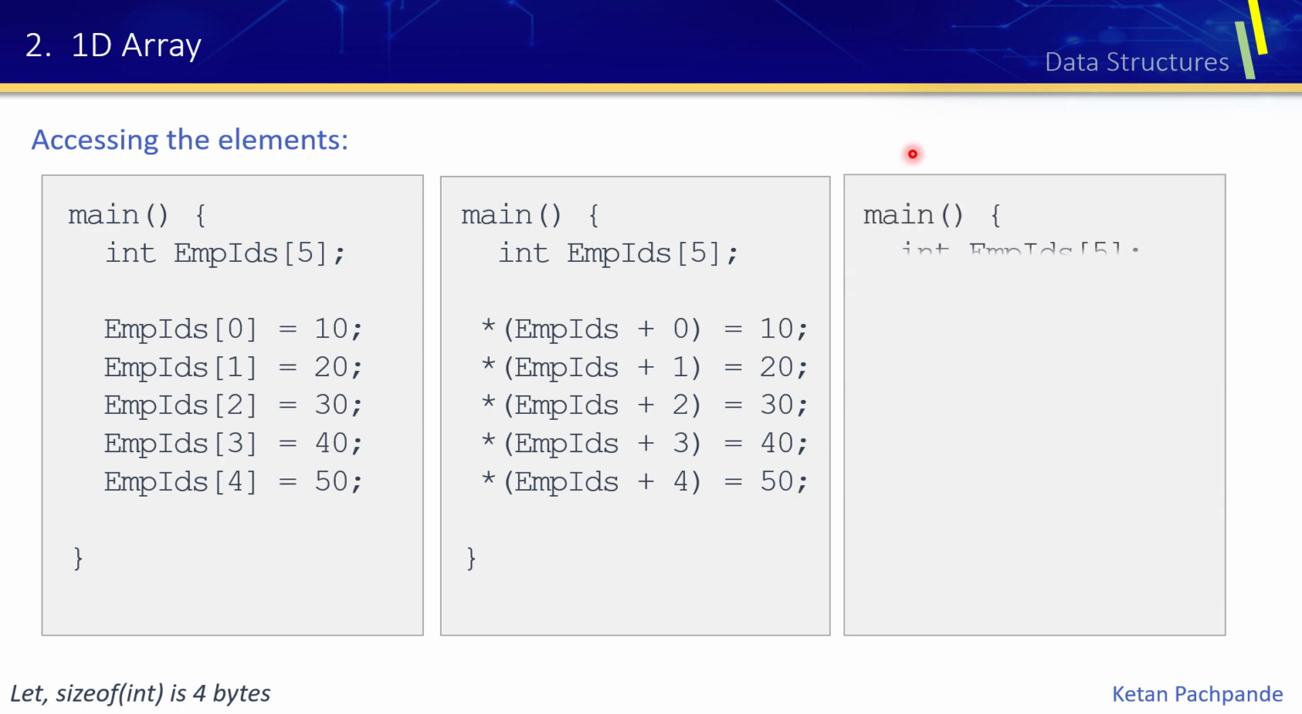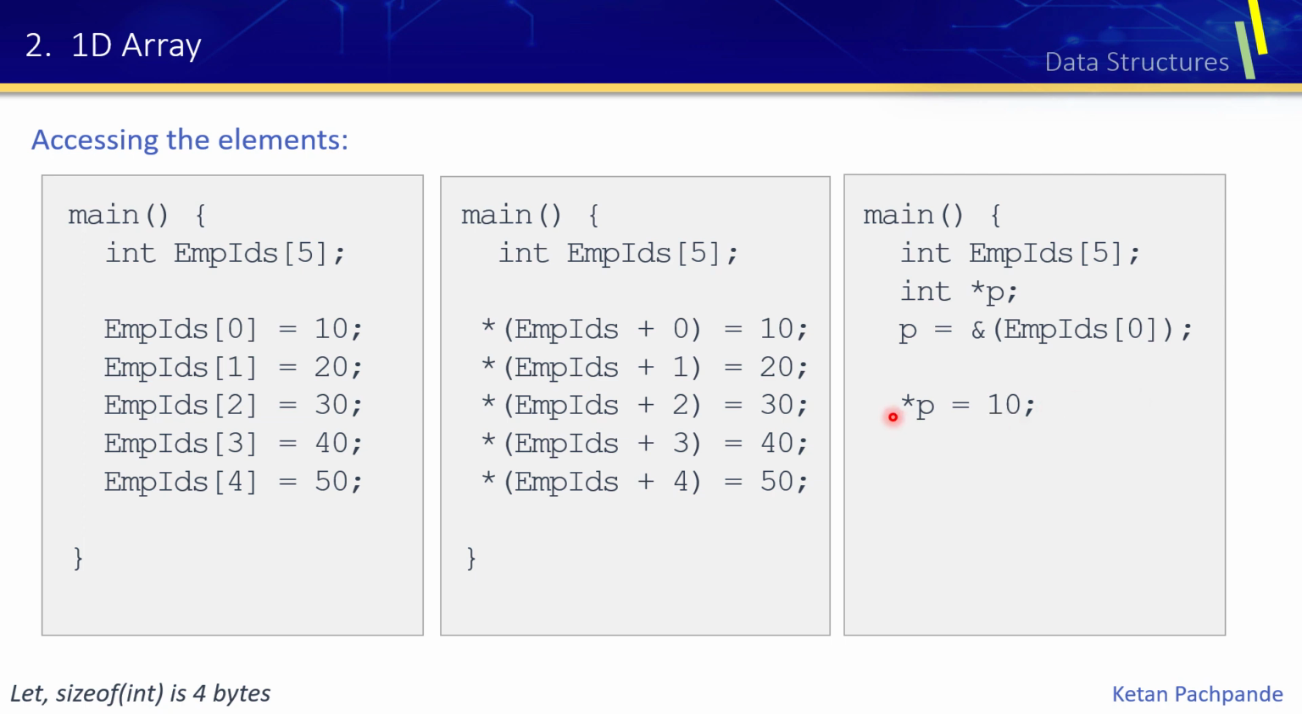And the third way is the pointer. As I said, you can declare your own variable pointer. So along with employee ID of 5, which is the array, I am defining a pointer here, p, and I am going to store the address of the first element of the array, that is employee ID 0, in p. And once p refers to the first element, I can make use of this p to access the first element.